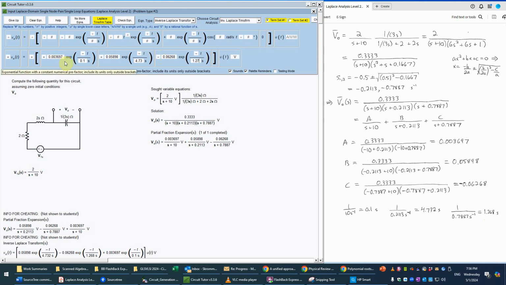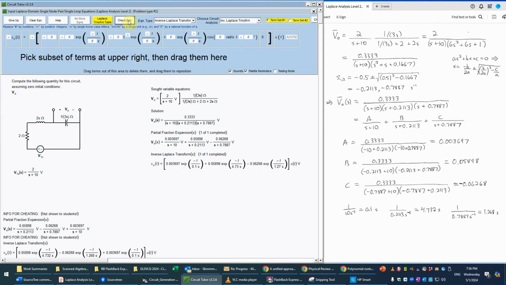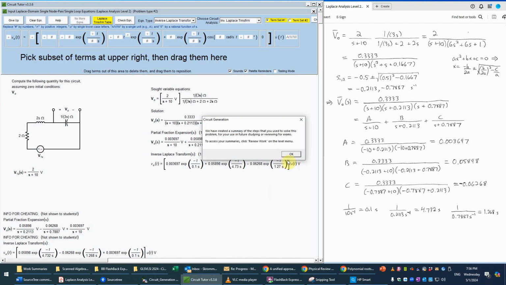And then we can just very quickly check that to make sure I didn't make any typos. And it does look correct. So I'm going to go ahead and check that. And that is correct. It's been printed on the screen. And now we just have to hit no more equations, basically, to complete the problem. It will go ahead and give us a PDF transcript of all the steps that we took to solve the problem, which was not terribly long here. And then you can always access that for studying or review from the review work on the level manual.